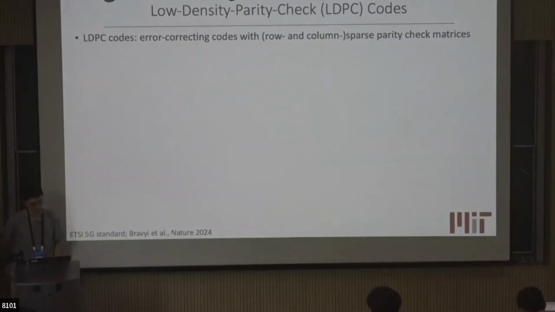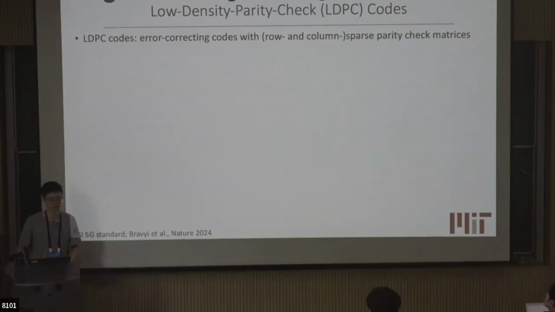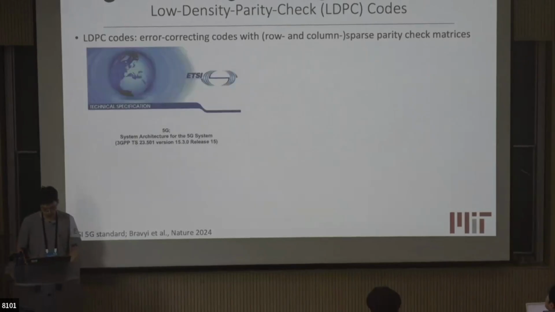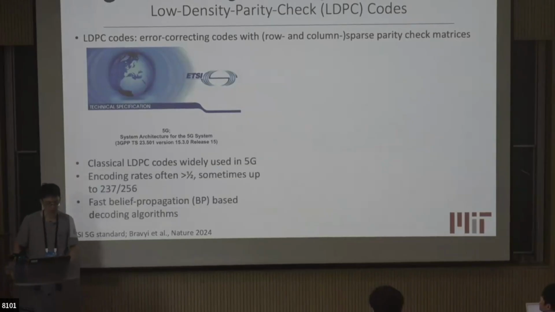So quantum low-density parity check codes, in which you have error-correcting codes with sparse parity check matrices, are very widely used nowadays, both in classical and quantum coding theory. On the classical side, if you look at the protocols that power our modern communication systems like 5G, you can go online and read the technical specifications. You find that many of them are indeed based on classical LDPC codes.